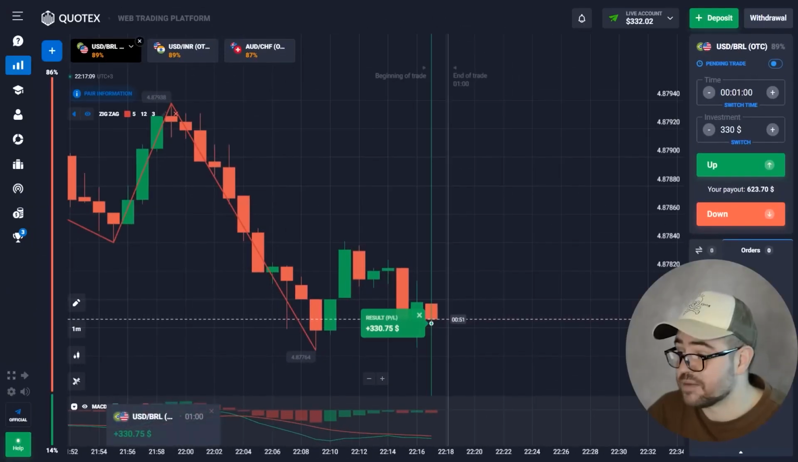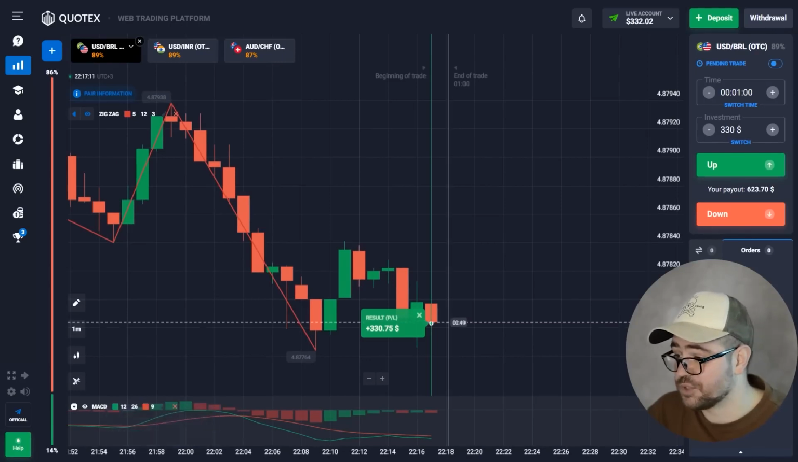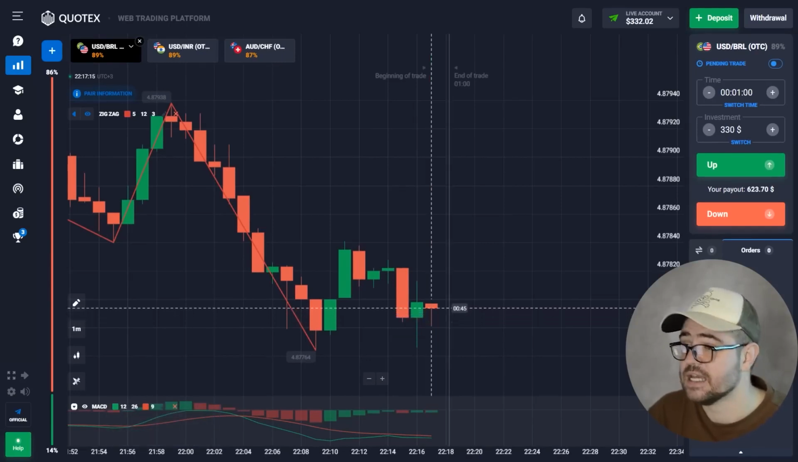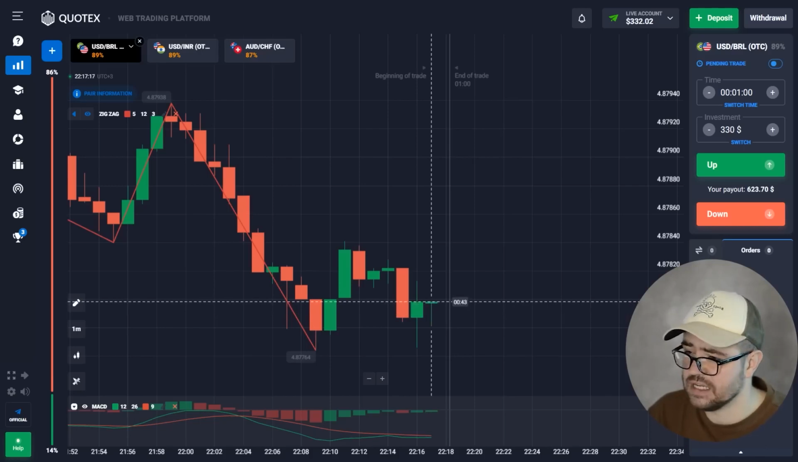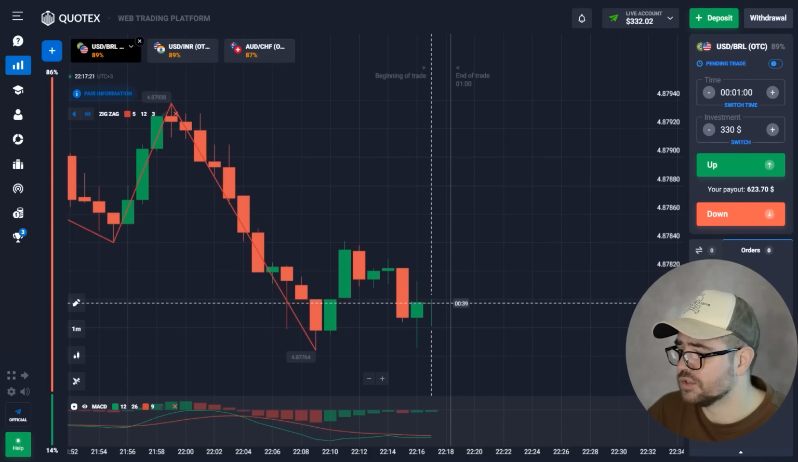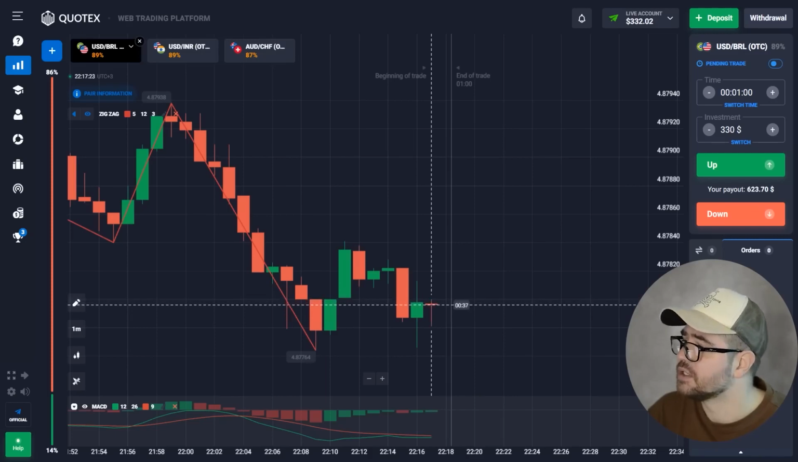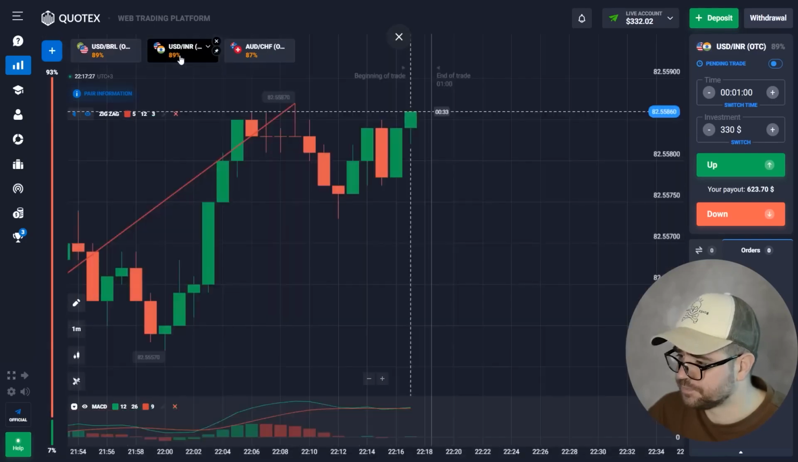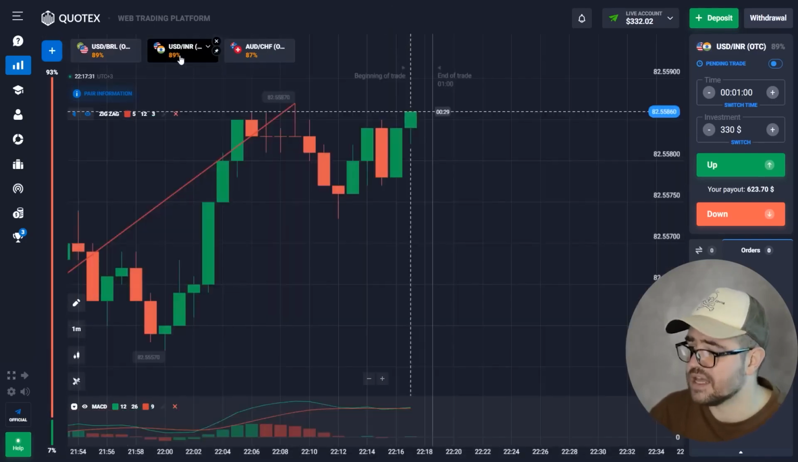And here is the second profit from our second option, $330 and 75 cents. So the next one is going to be $330, for example. And we're going to go to a different currency also. I'm going to check out this one. Alright, so we see a resistance level here.